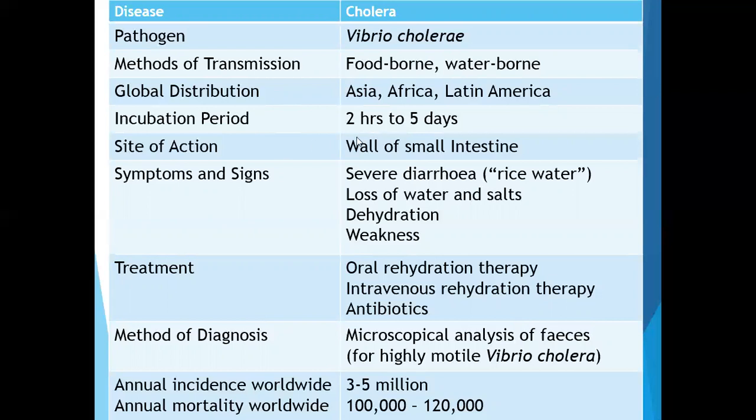Site of action, wall of small intestine. Symptoms and signs: severe diarrhea, giving rise to rice water, loss of water and salts, dehydration, weakness. Treatment is oral rehydration therapy, intravenous rehydration therapy, and antibiotics mainly. Methods of diagnosis, this one I haven't mentioned just now.